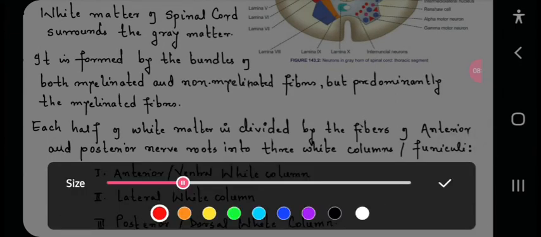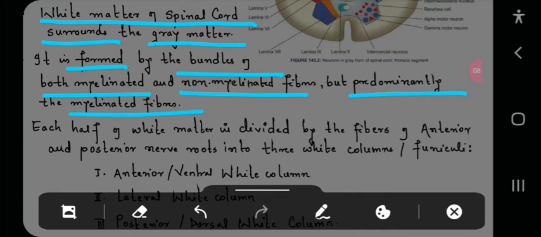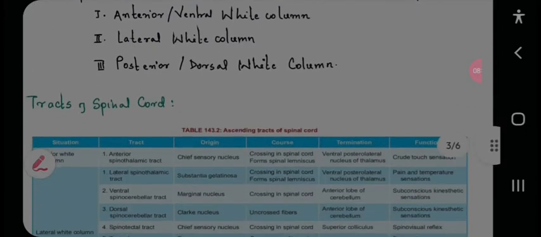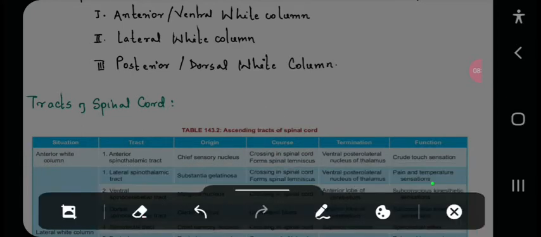White matter of the spinal cord surrounds the gray matter. It is formed by the bundles of both myelinated and non-myelinated fibers, but predominantly the myelinated fibers. Each half of white matter is divided by the fibers of anterior and posterior nerve roots into three white columns or funiculi: anterior or ventral white column, lateral white column, and posterior or dorsal white column.